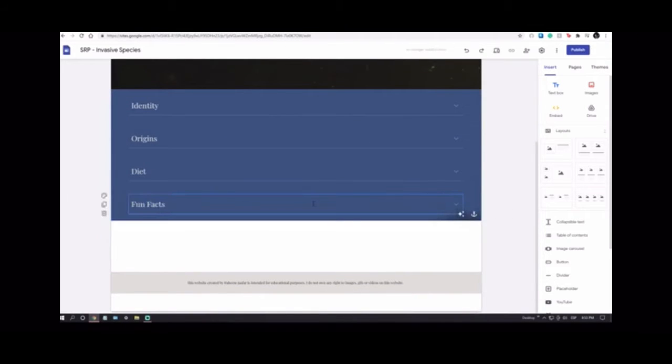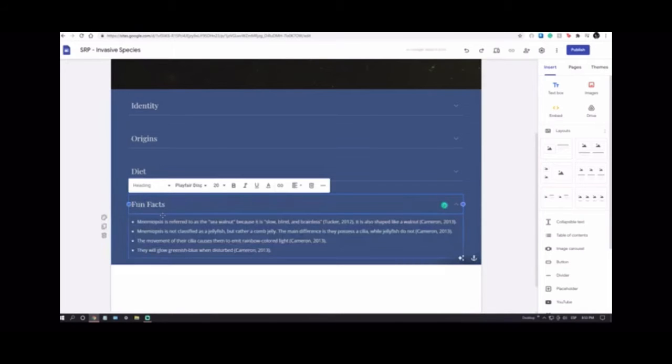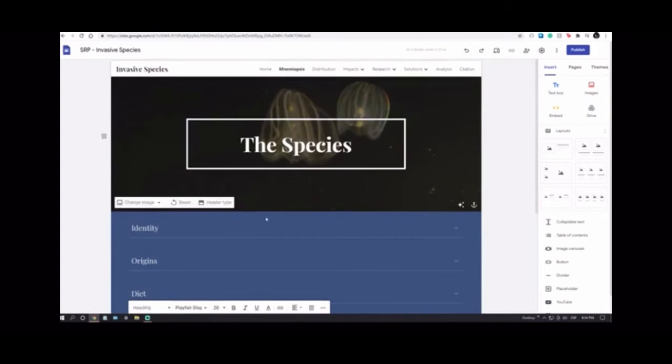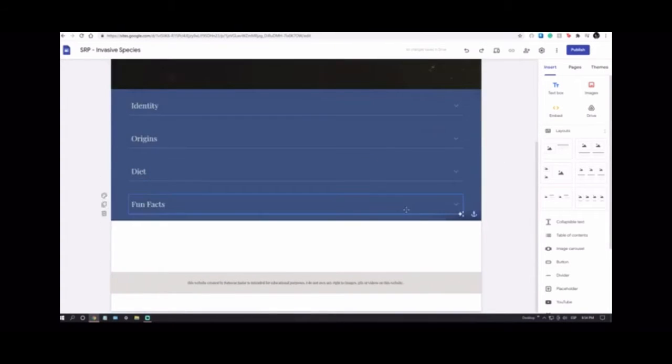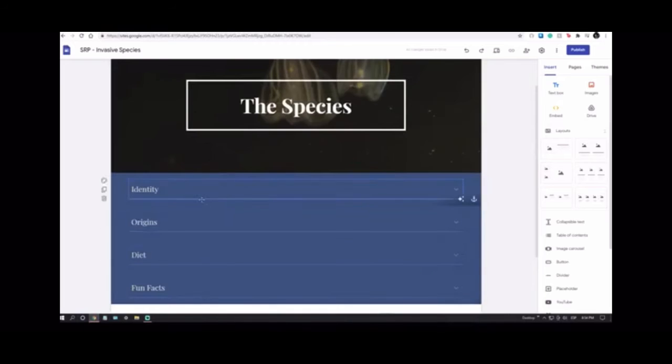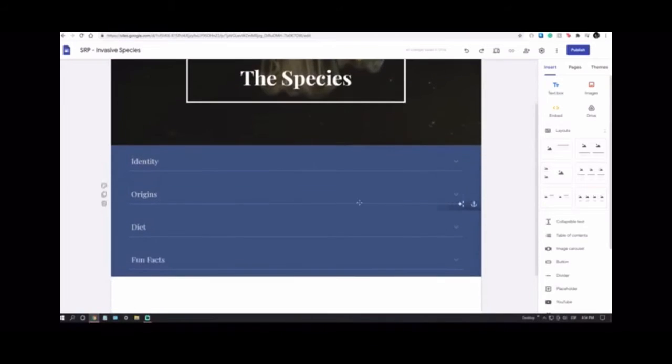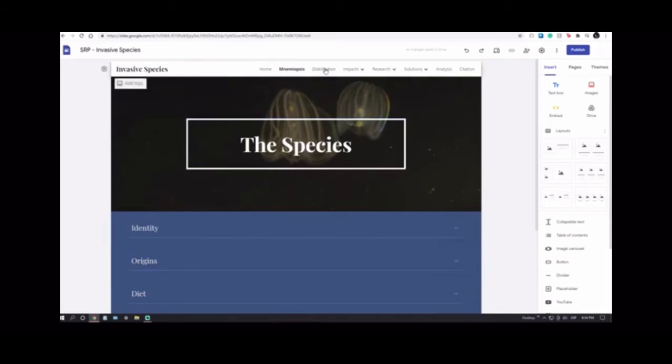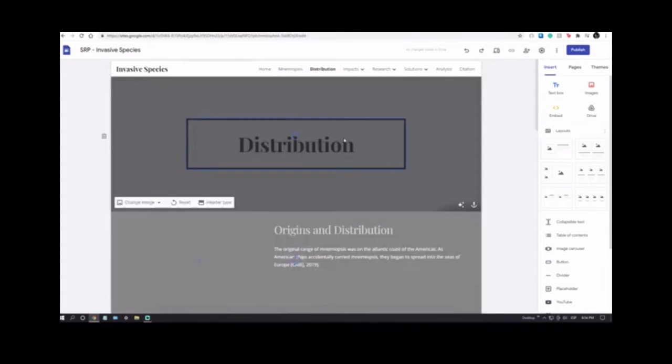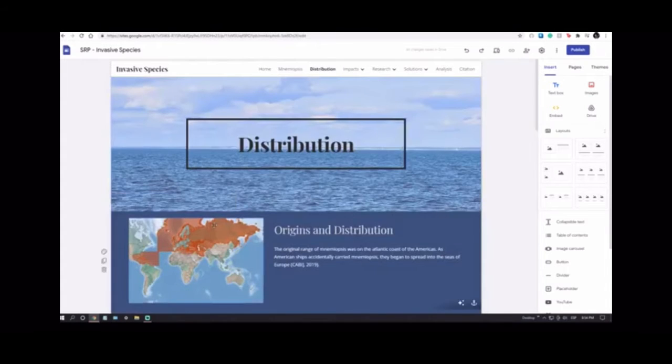And the last tab shows the fun facts, which is just miscellaneous facts, including the reason it's called the sea walnut, because it's slow, blind, brainless, and looks like a walnut. Mnemiopsis is not a jellyfish, but a comb jelly, and how they produce their rainbow-colored light with their cilia. These tabs presenting the data are collapsible, so you will be able to see them once you click on the tabs.